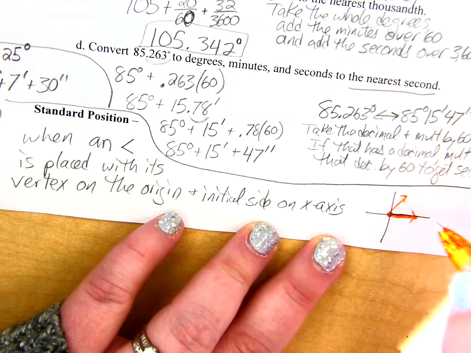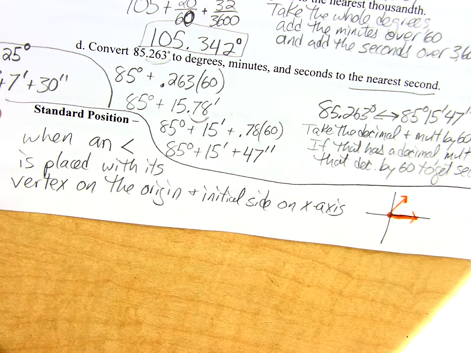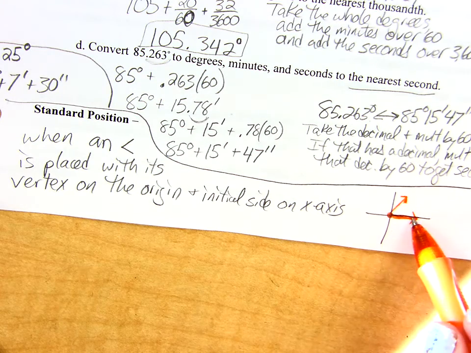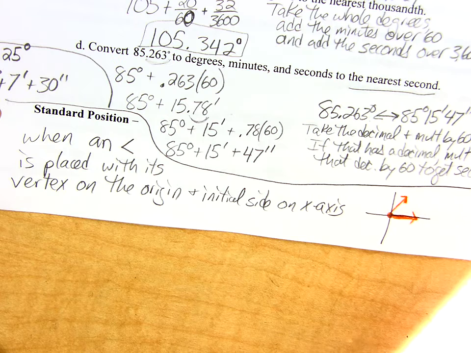But that we would refer to as an angle in standard position. Okay? Nice and easy. Vertex at the origin, along the x-axis, and then we would rotate up to get whatever angle we want. Okay, let's flip to the next page.